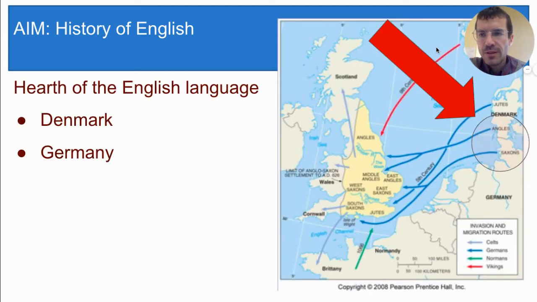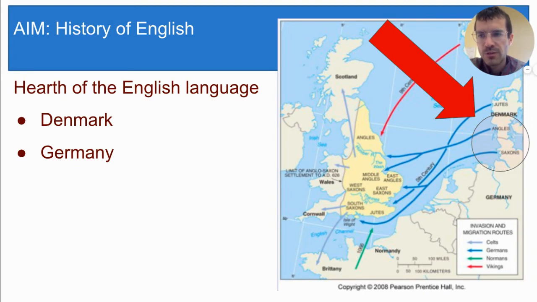The hearth of the English language is an area of northwestern Europe that includes the modern-day countries of Germany and Denmark. At the time of the Roman Empire, around 1 CE, this area was inhabited by different groups of people that shared a Germanic culture and spoke Germanic languages.